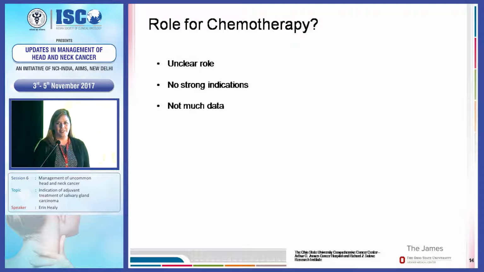And the next question is, is there a role for chemotherapy? Right now, a lot of the data that we have in salivary gland is based on small retrospective studies with various different types of chemotherapies, various different types of histologies. There's no real strong indication for it, and there's not a lot of data to base our decisions on.